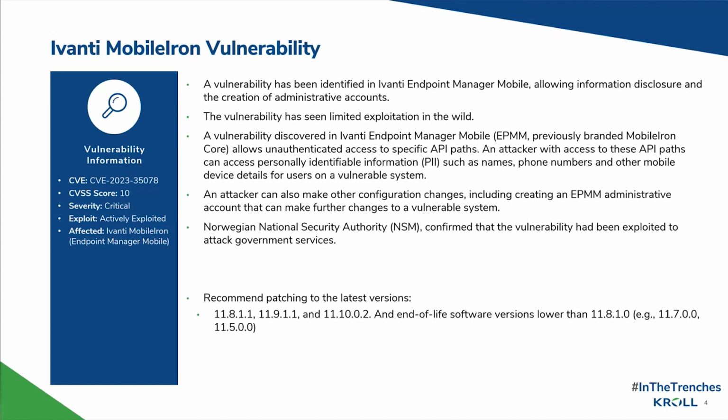So this vulnerability is dubbed CVE-2023-35078, and it has a CVSS score of 10, which is the most it could possibly be, which of course means it is critical. It is actively exploited in the wild, and the vulnerability allows unauthenticated access to specific API paths, which means that those paths can be used to access personally identifiable information, names, phone numbers, and other such things that you may configure for that particular device.